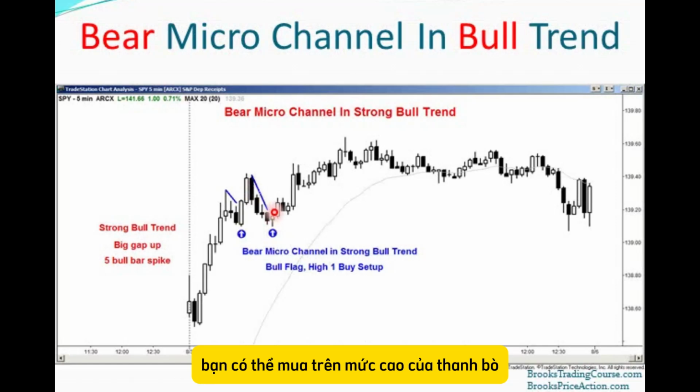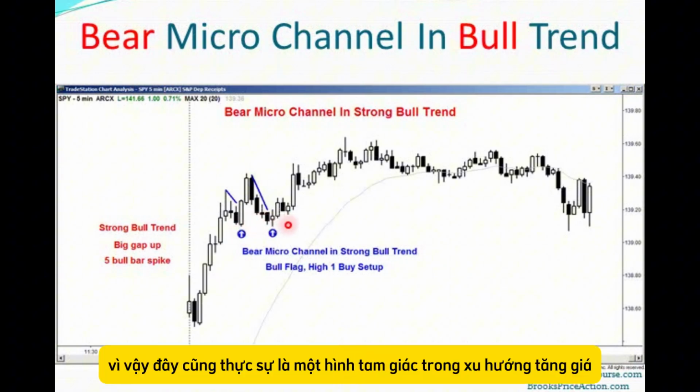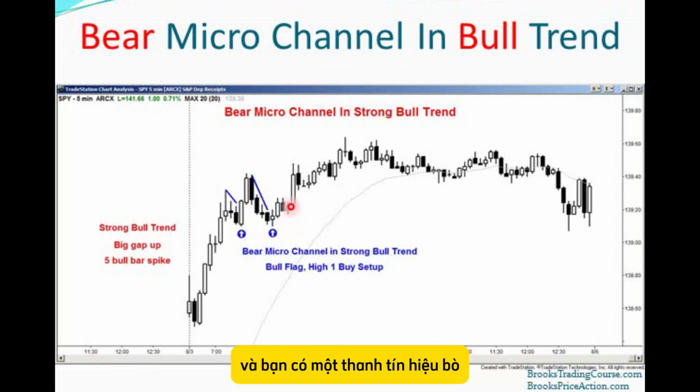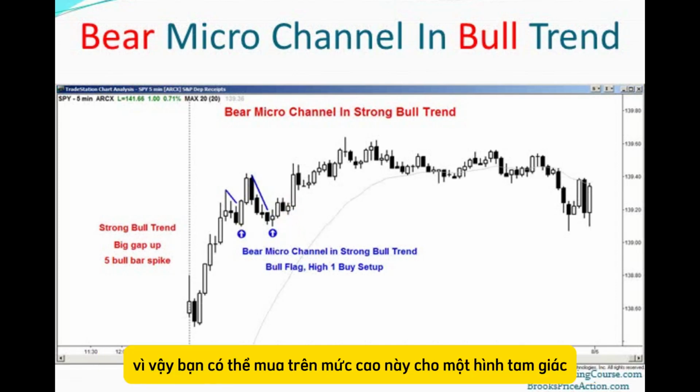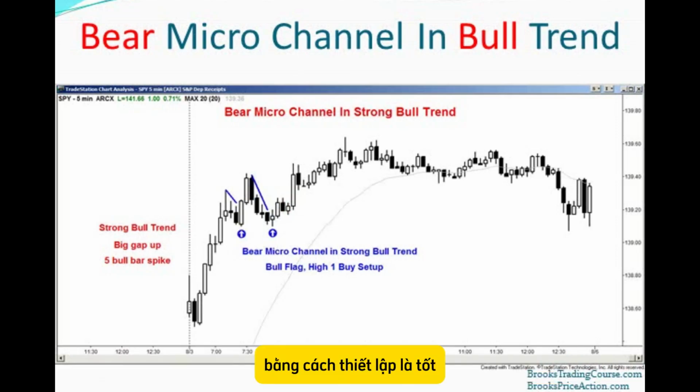You can buy above the high of the bull bar because in general it's better to buy above bull bars. Or you can wait for this breakout and then we have a pullback and you can buy above the high of the pullback bar, especially since it has a bull body. 3 pushes down, 1, 2, 3. So this is also effectively a triangle in a bull trend, and you have a bull signal bar. So you can buy above the high of this for a triangle buy setup as well.